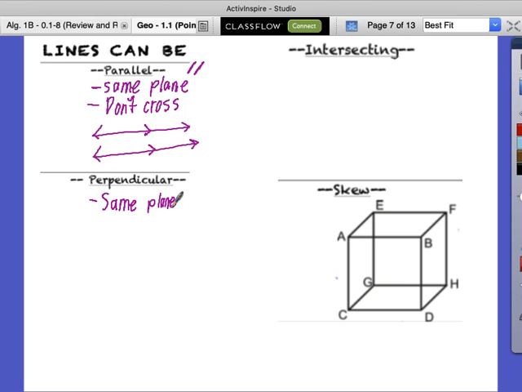So these are in the same plane, so we're going to talk about what that means, okay? And they cross at a 90-degree angle.